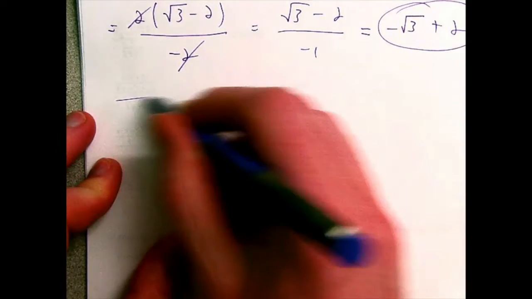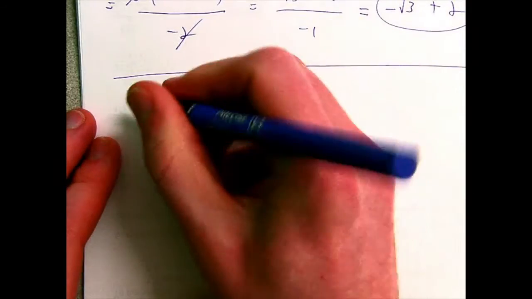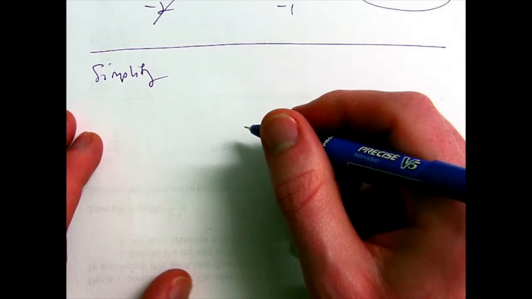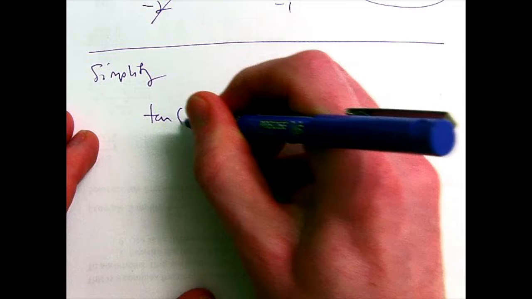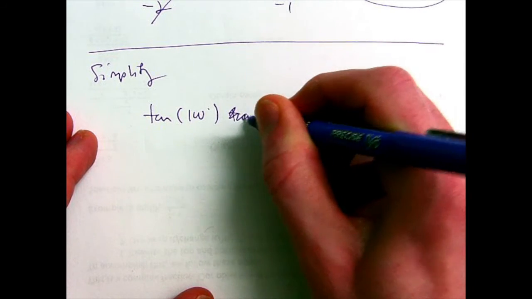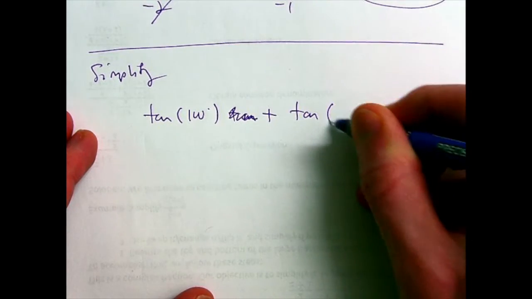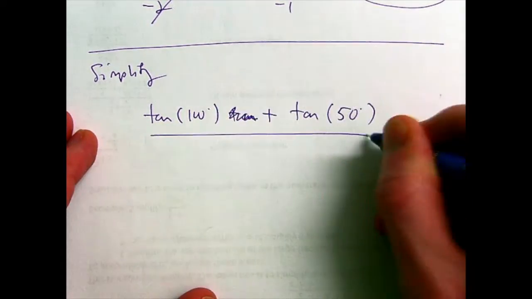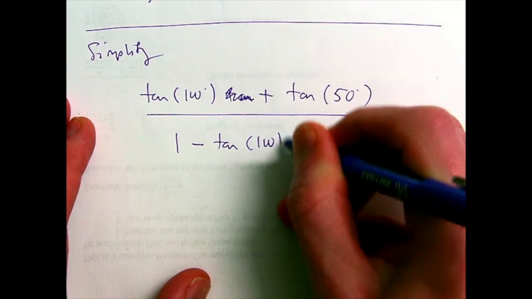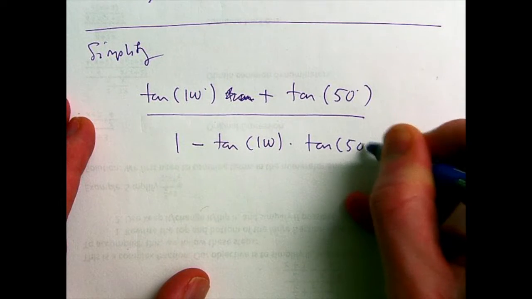Okay, so let's do another example. Let's take a look at one of these. So let's simplify the expression tangent of 100 degrees plus tangent of 50 degrees all over 1 minus tangent of 100 times tangent of 50.